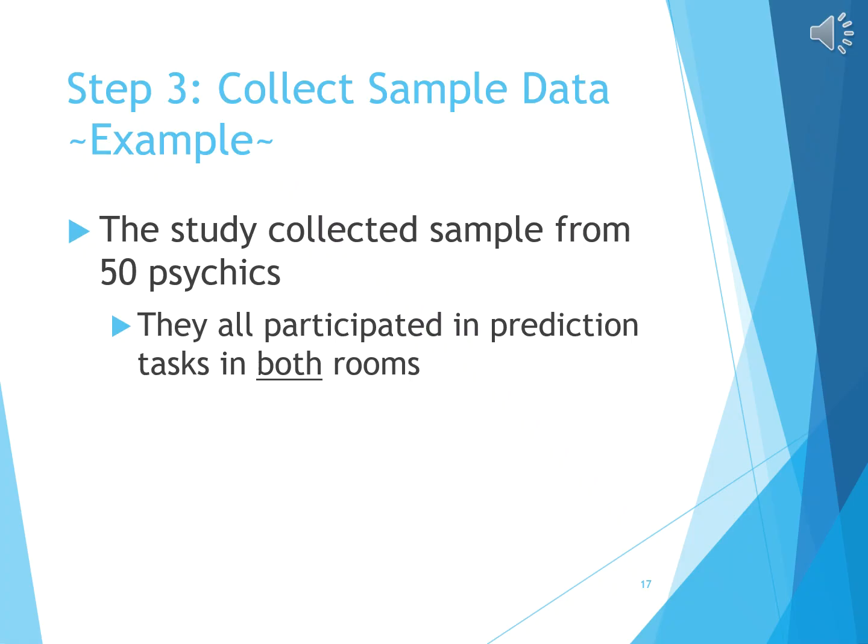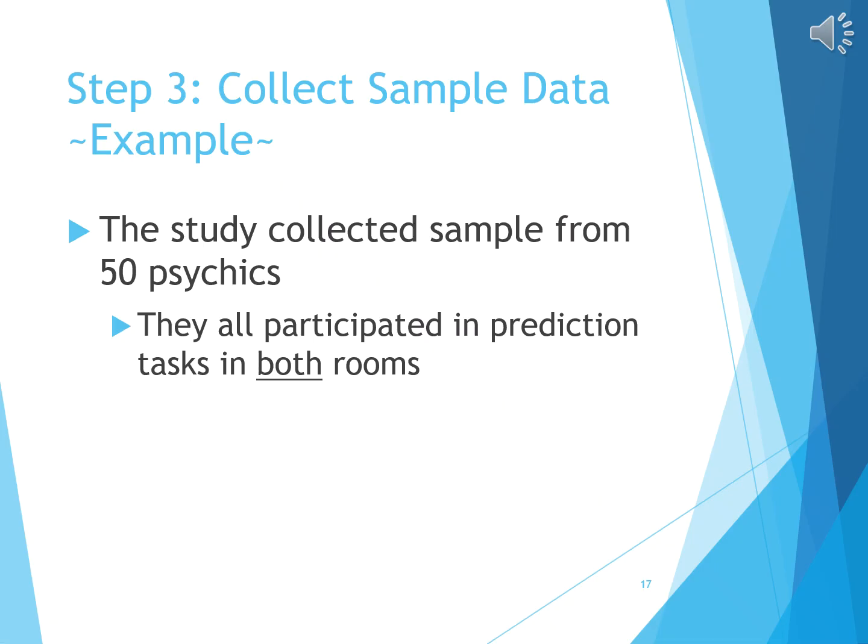In step 3, we're going to actually recruit these 50 psychics and have all 50 psychics do all of the card guessing trials in both of the rooms. So they have to do 100 trials in the lab room and 100 trials in their fortune telling room.